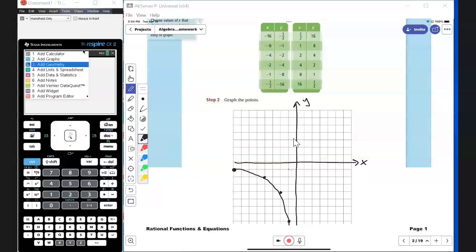We're going to graph 1, 8. 2, 4. 4, 2. And then 8, 1. And there's our graph. So what we're going to have to do is identify the x- and the y-intercept.